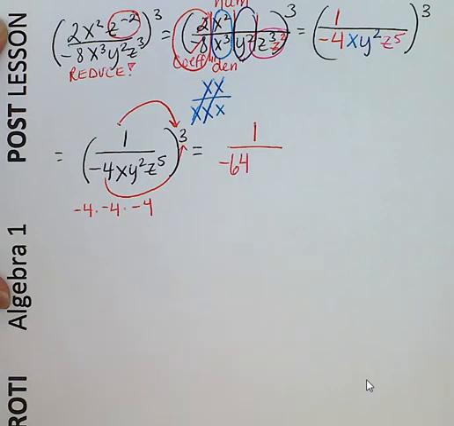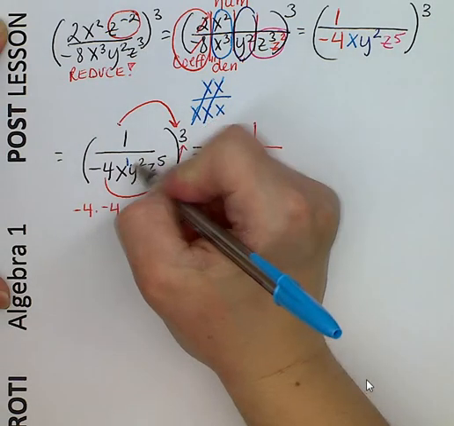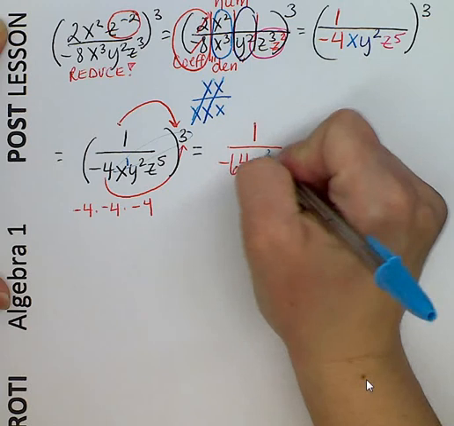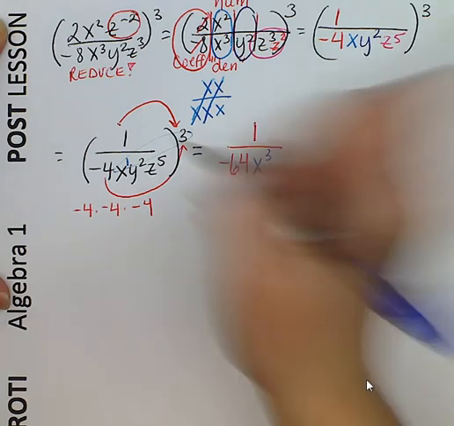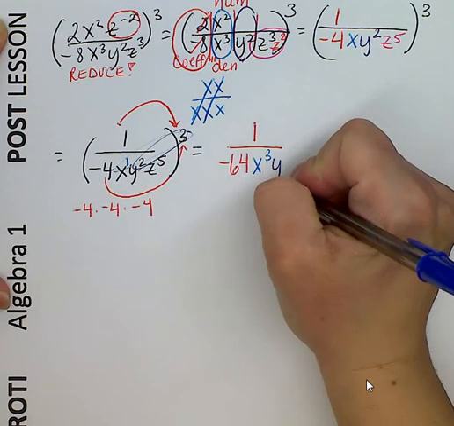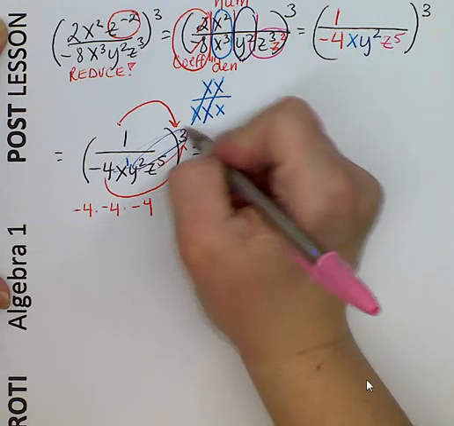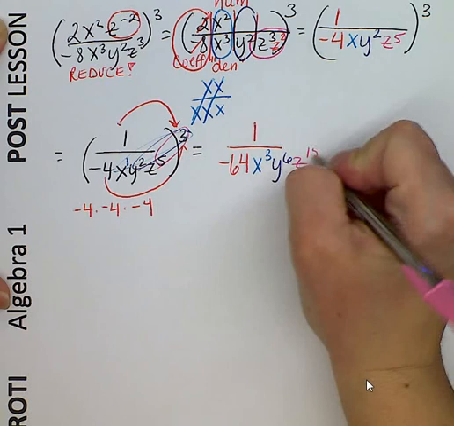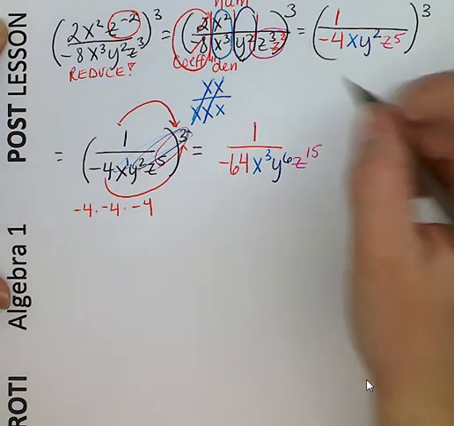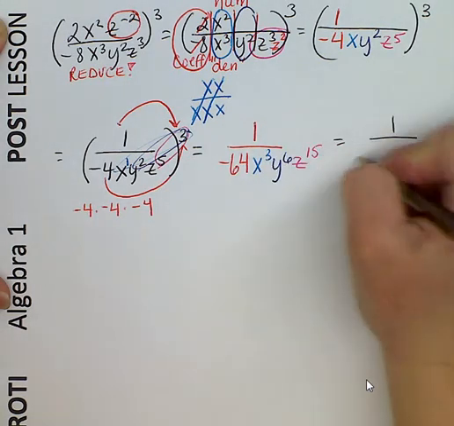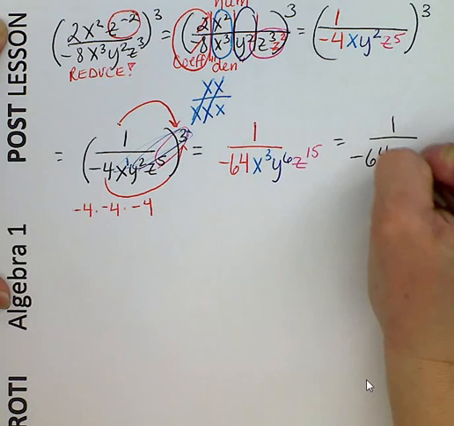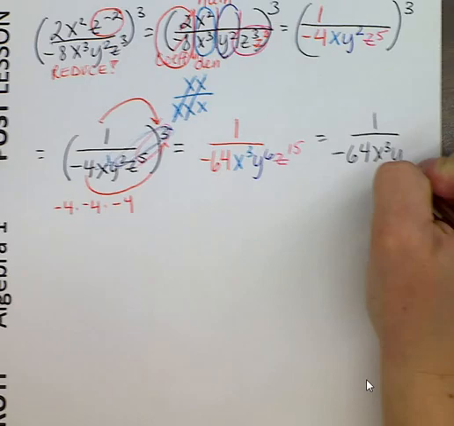And then we're going to do x the 1st to the 3rd, so that's x to the 3rd. Y squared to the 3rd, which is y to the 6th. And z to the 5th to the 3rd, which is z to the 15th. Our final answer in this problem is 1 over -64, x to the 3rd, y to the 6th, z to the 15th.